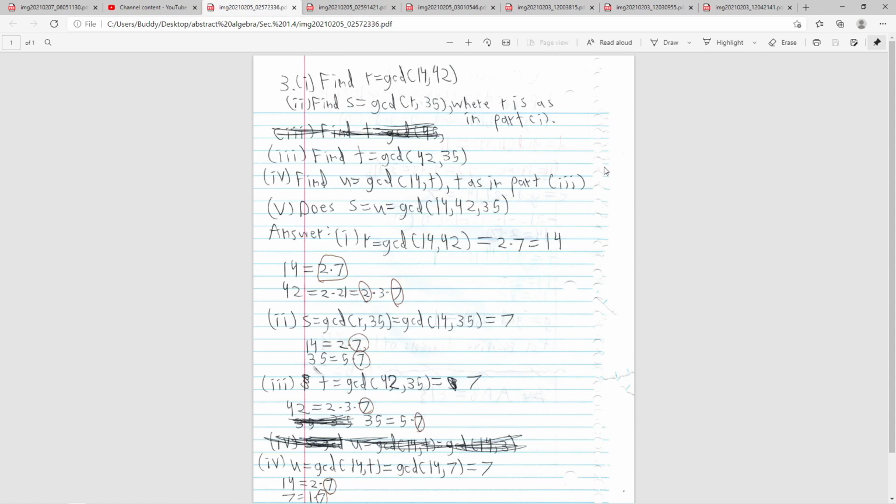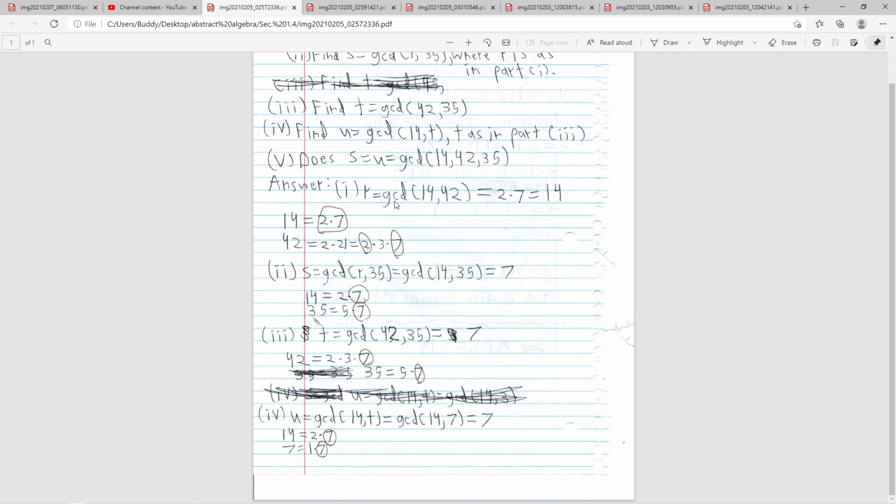Okay, now here's another problem. We have 5 parts, but they're pretty simple, I think. We're just doing several greatest common divisors, and it's supposed to show you a property at the end. Basically, you find the GCD of 3 numbers and what they'll be. The point is just showing it.